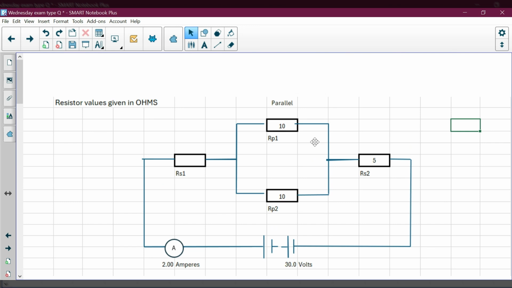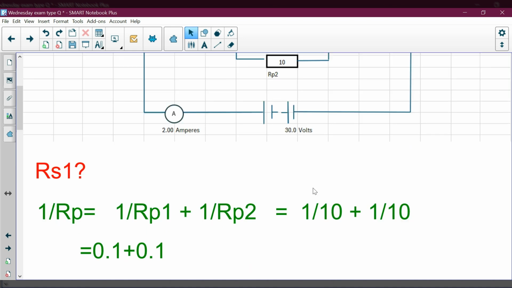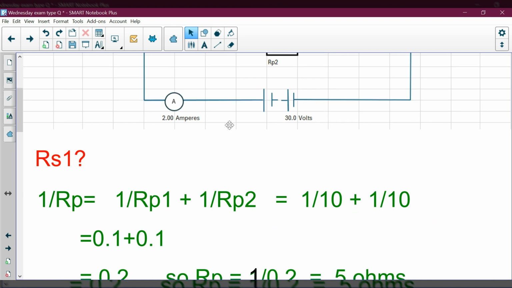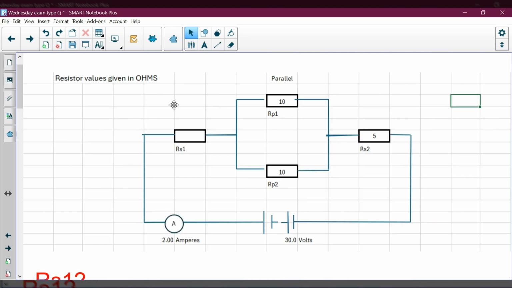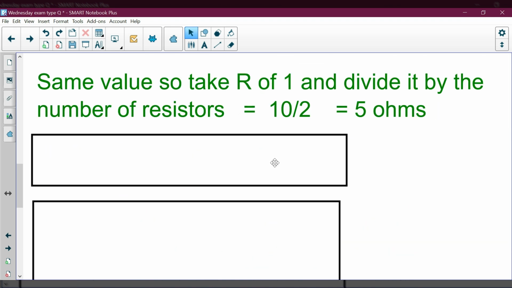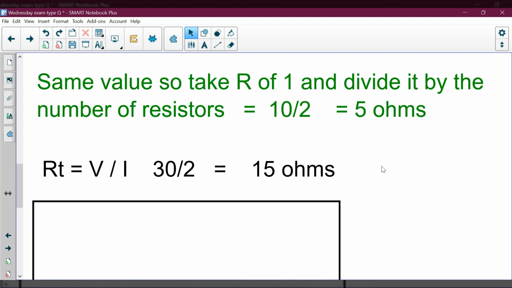Okay, so we now know that this parallel part of the network has a 5 ohm resistance. So this here is effectively a 5 ohm resistor. Okay, looking at the circuit, we have a 30 volt supply and a 2 ampere load. Using basic Ohm's law from this, we can work out what the total resistance is for this circuit. So the total resistance is 15 ohms.